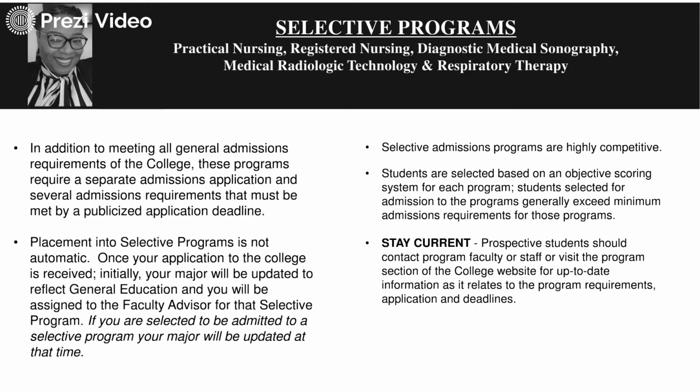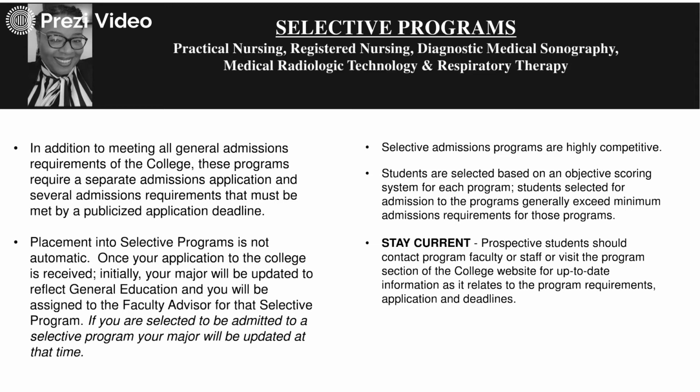Once your application to the college for general admissions is received, initially, your major will be updated to reflect general education, as you will be assigned to the faculty advisor for the selected program that you're interested in. Should you be selected for the program, then at this time, your major will be updated.